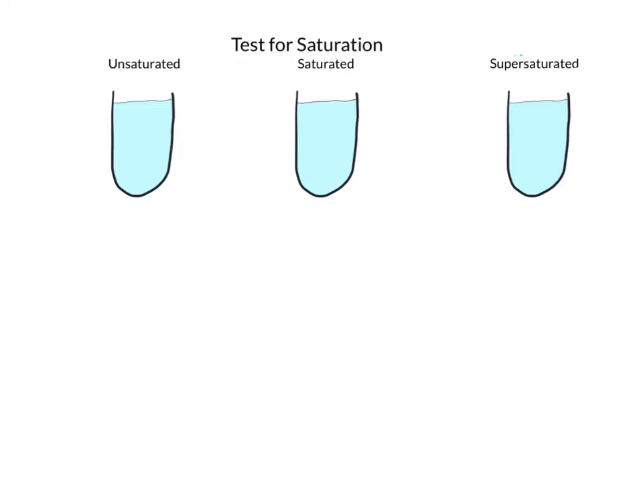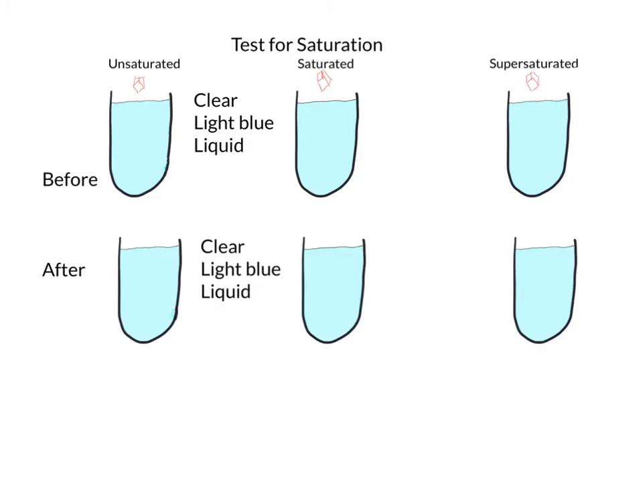So how can we tell if a solution is unsaturated, saturated, or supersaturated? Well, there's a test for that. These are our 3 test tubes that we're going to test. How might you describe them? They are all clear, light blue, so there's no way to tell by looking at them which one is saturated, unsaturated, or supersaturated. For this test, we're going to add 1 crystal of solute to each test tube to see what happens. After we add the crystal, we will still have a clear light blue liquid. But what happens to the crystal?